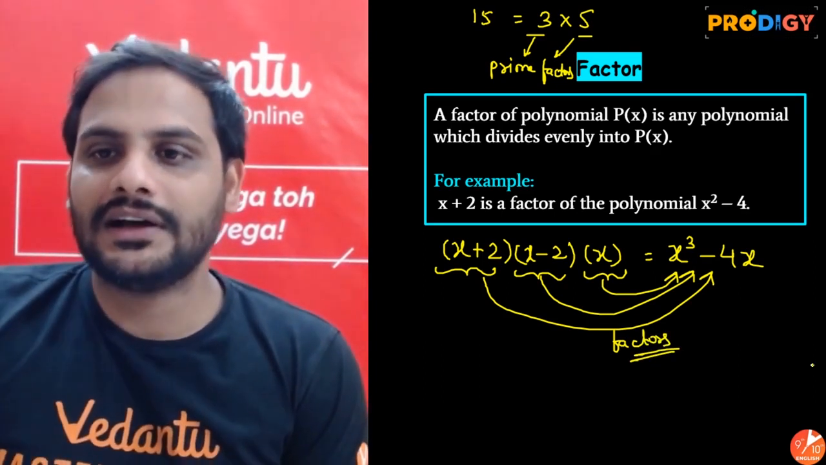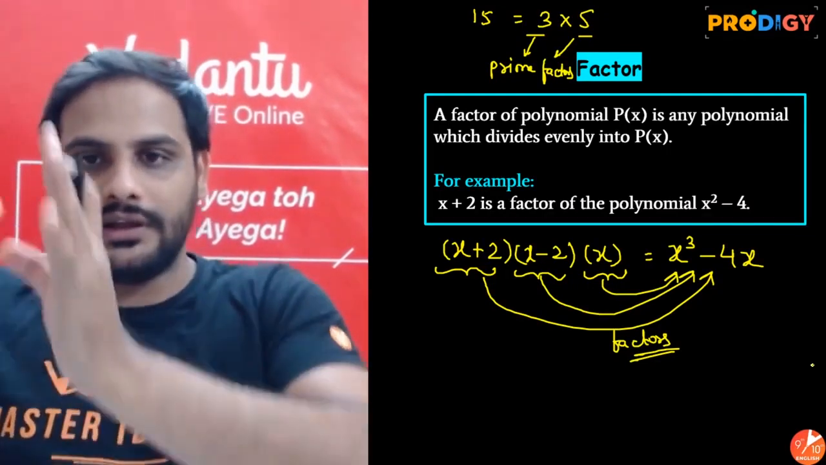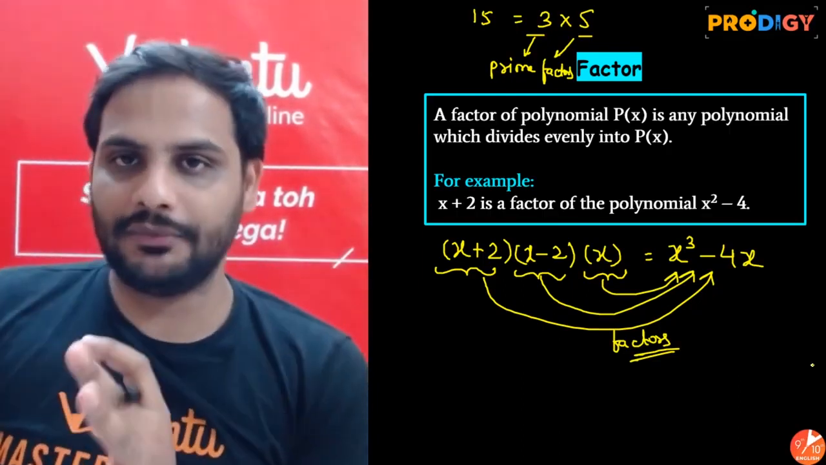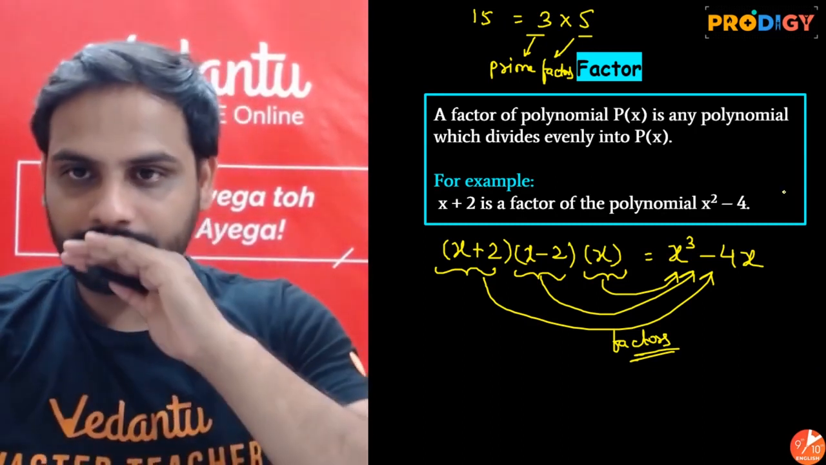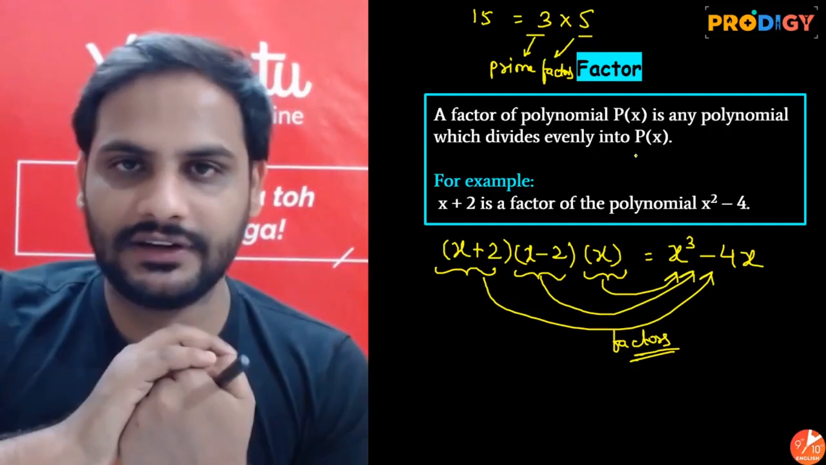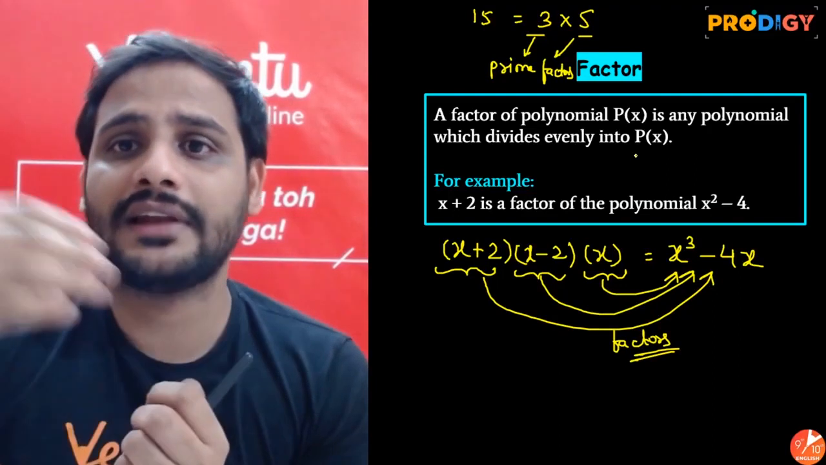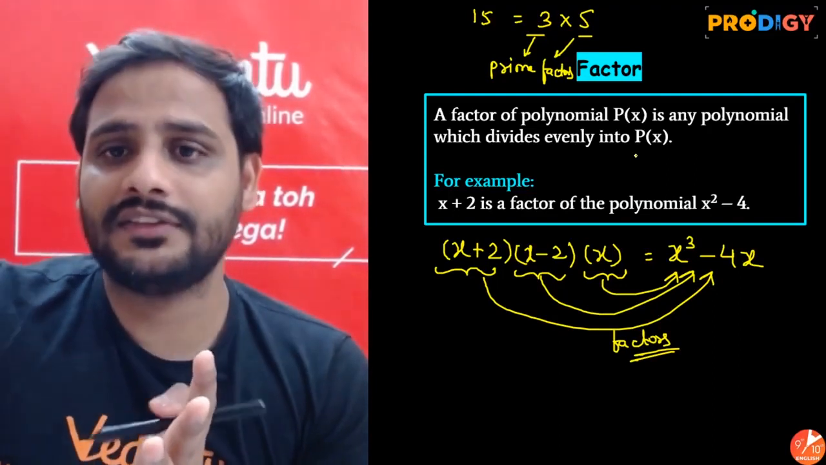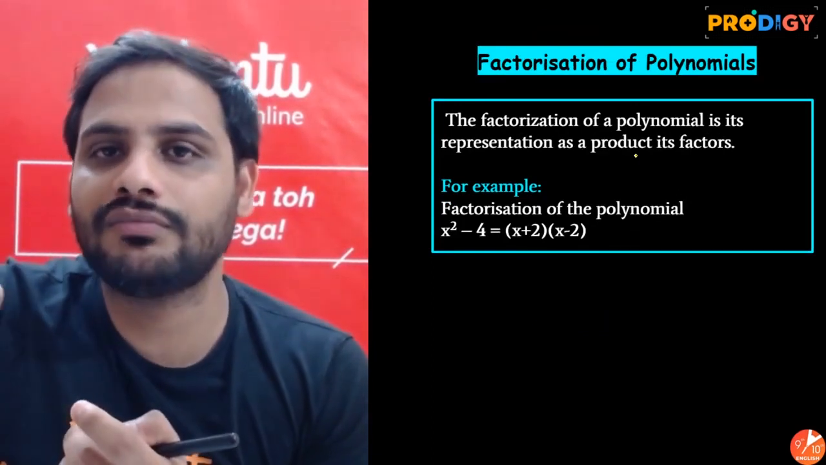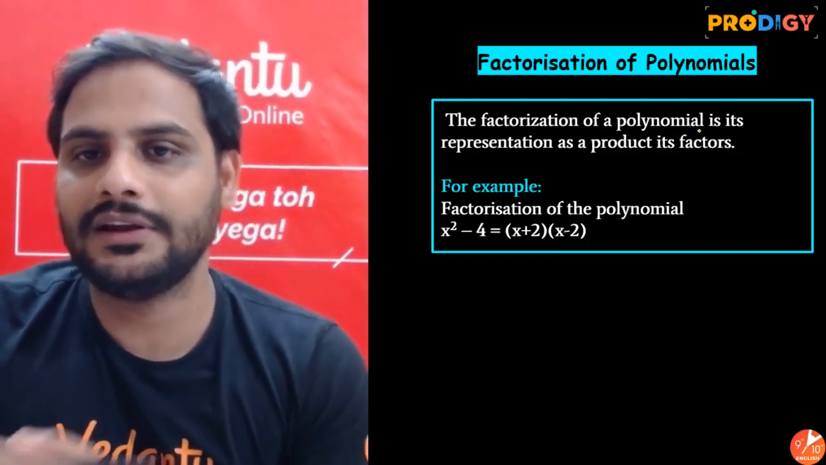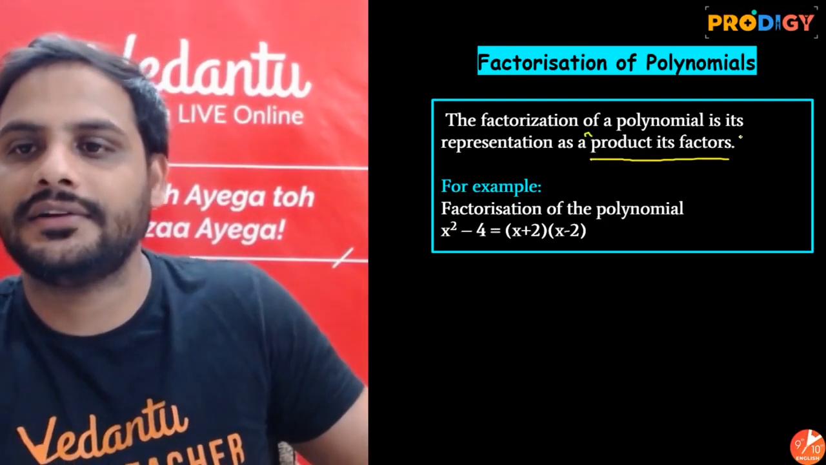So factors means breaking a given polynomial as a product of small linear polynomials. They will be called factors. Okay, beta. So a factor of polynomial p(x) is any polynomial which divides it evenly. It divides evenly means the remainder is 0. Like how we do the prime factorization of numbers, in the same way factorization of a polynomial means breaking it into small linear polynomials. So factorization of a polynomial is its representation as a product of its factors. Very important.